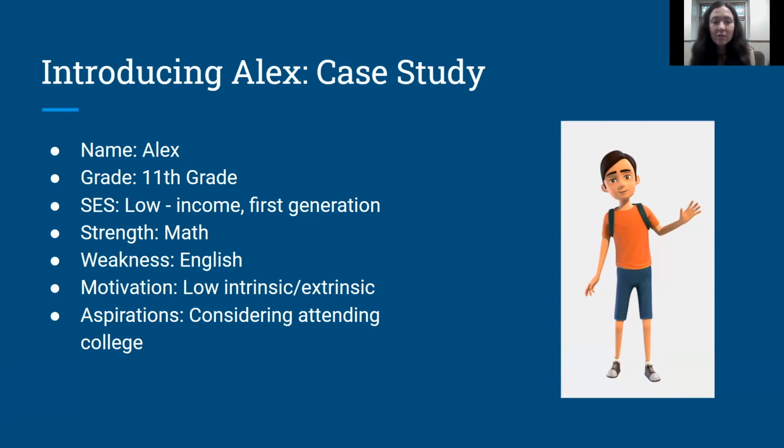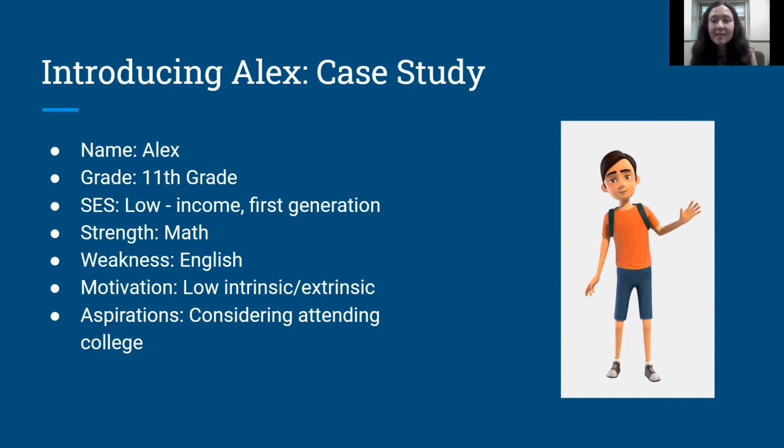Lastly, he has low intrinsic and extrinsic motivation. So he doesn't necessarily see at this point how higher education opportunities fit into the grand scheme of his life. So we're going to see how these different frameworks impact his intrinsic and his extrinsic motivation towards higher education.